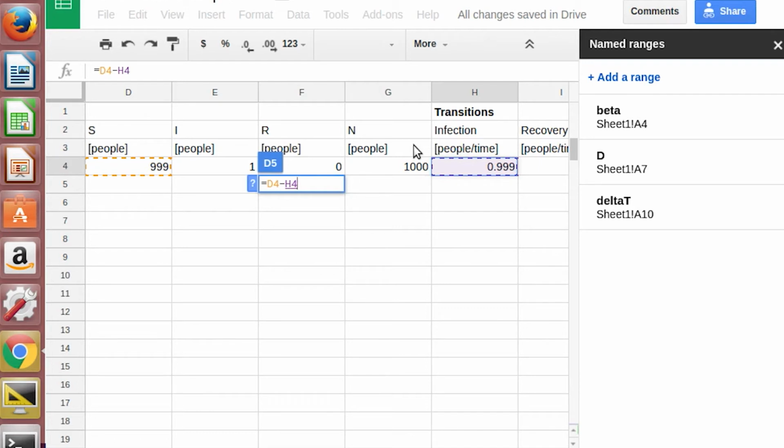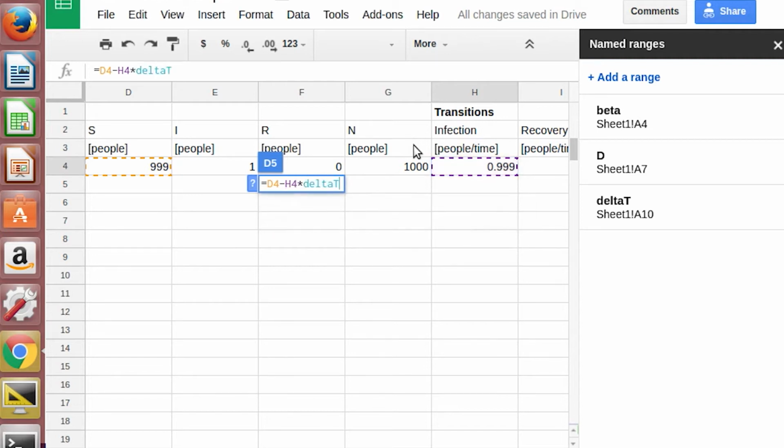Our hint is to look at the units. What are the units of S? People, and what are the units of transition? So I have to multiply it by something with units of time, and there's only one reasonable thing. Good. So that's that.